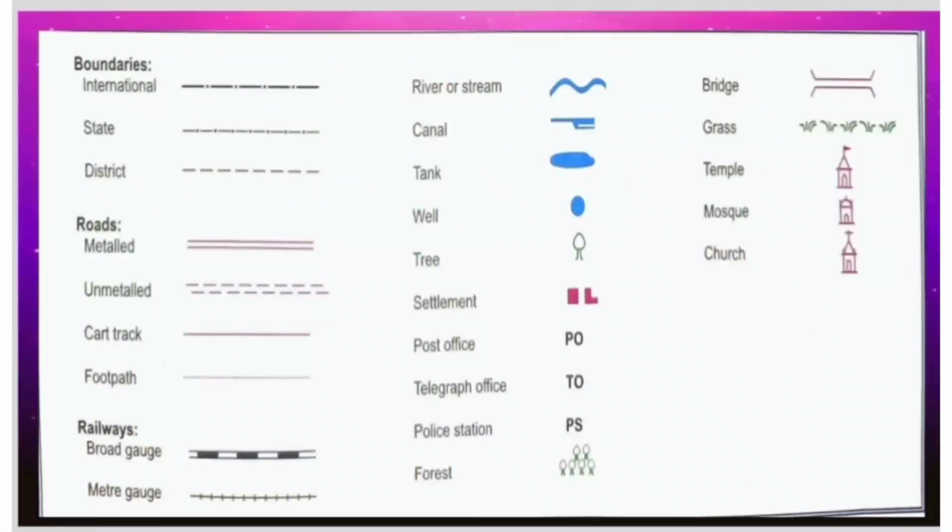Conventional symbols not only make it easier to draw maps but also to read them. If different people use different symbols to draw maps, it would be difficult to understand each other's maps. People all over the world use the same set of symbols, and there is an international agreement on these symbols. These are called conventional symbols. Some common conventional symbols have been shown in the figure.